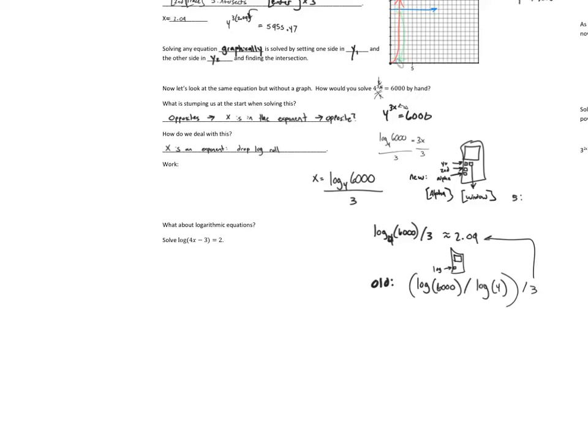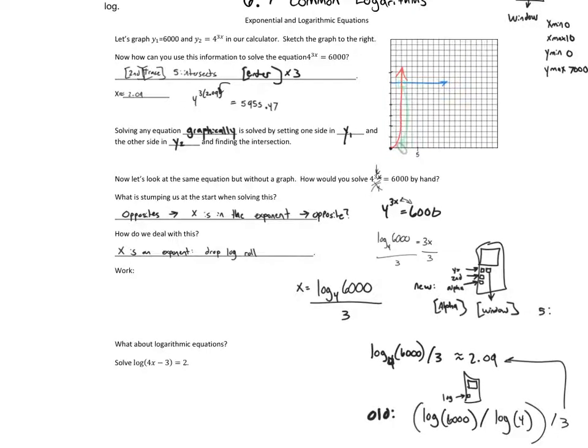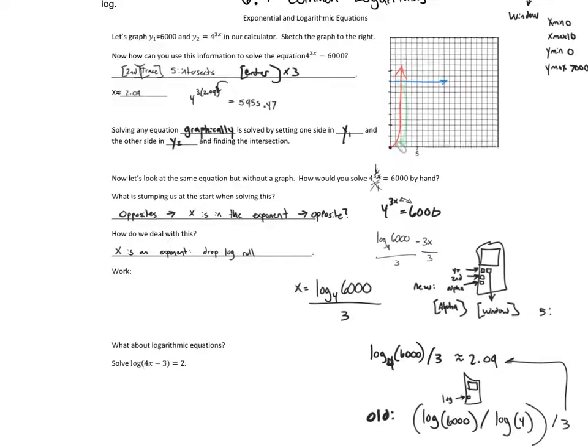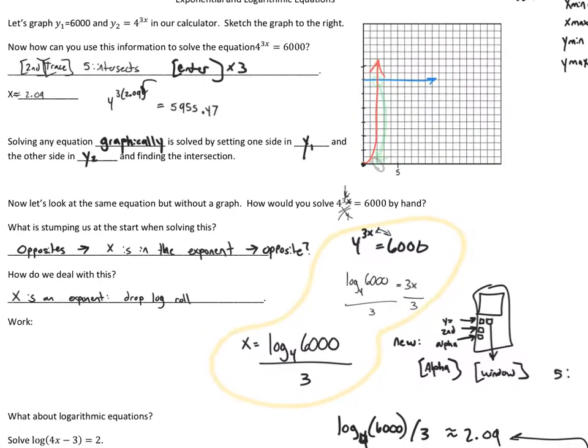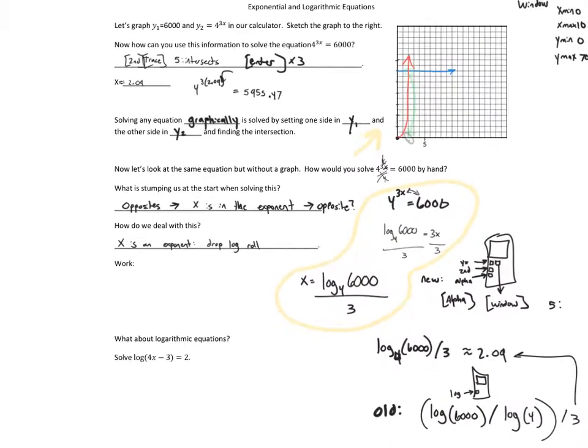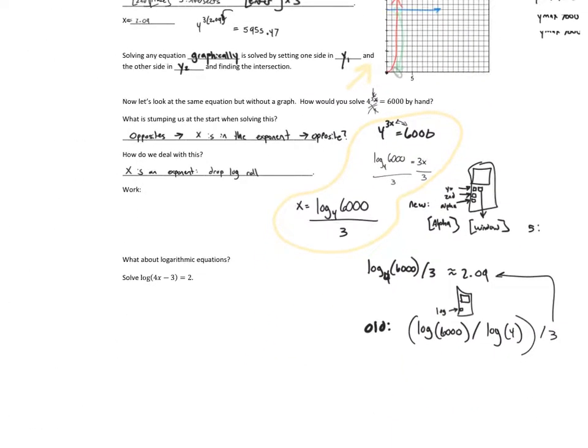So that's how we can solve these without graphs. The explanation was a little long, but it normally happens this quickly, which is much faster than using a graph. So that's using drop, log, and roll.